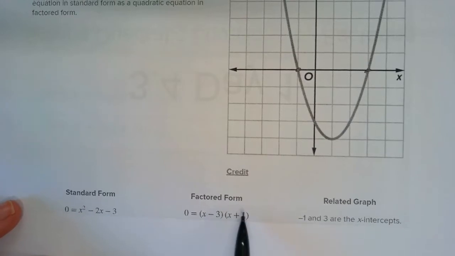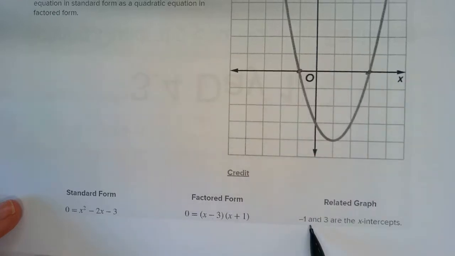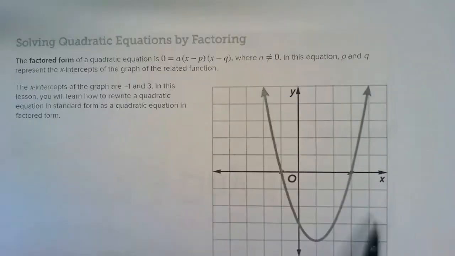this guy where you have two sets of parentheses. We're going to set those equal to 0, which is where the name zeros come from, because you're going to set those equal to 0 and then solve and find your x-intercepts.